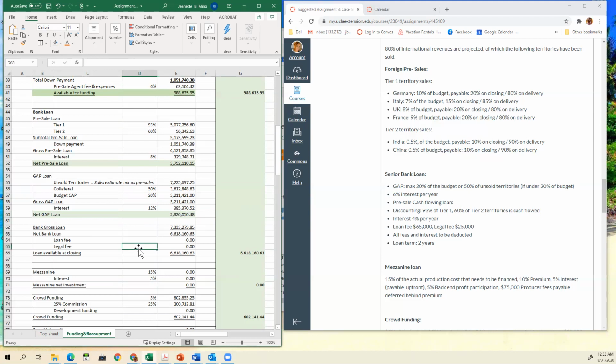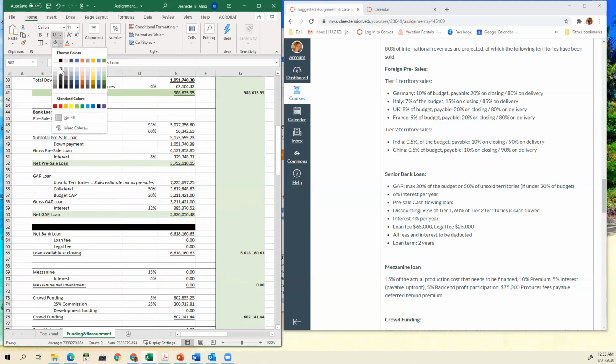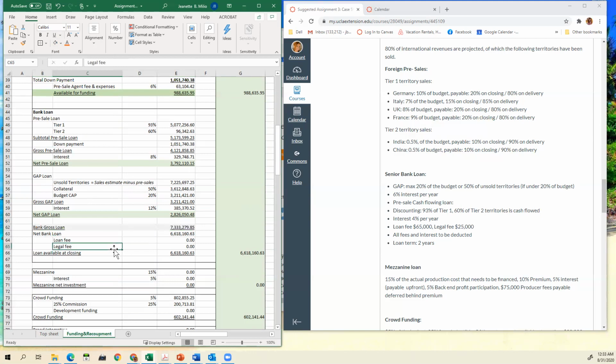So if I look together, I have a net bank gross loan. This is the portion I have to later pay back because I have to pay back all my fees. And this is my net bank loan, which is basically these two numbers combined. This is my net gap loan.